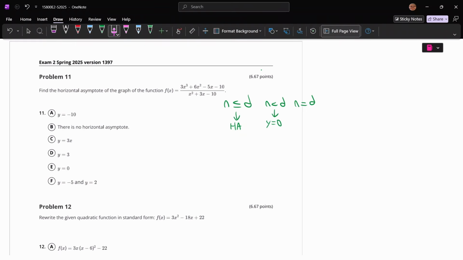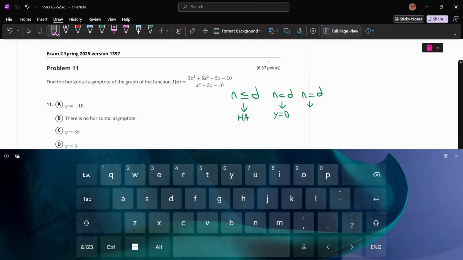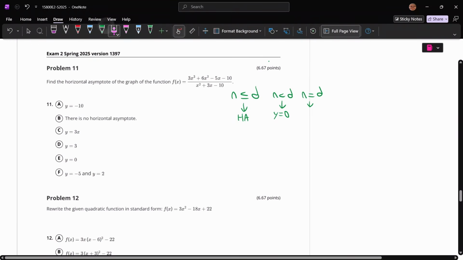In the case of when the numerator power is equal, it's going to be a ratio between the leading coefficients of your fraction. So in this case, the leading coefficient here would be 1, because it's just x squared, and then the leading coefficient here would be 3. So the horizontal asymptote would be at y equals 3.